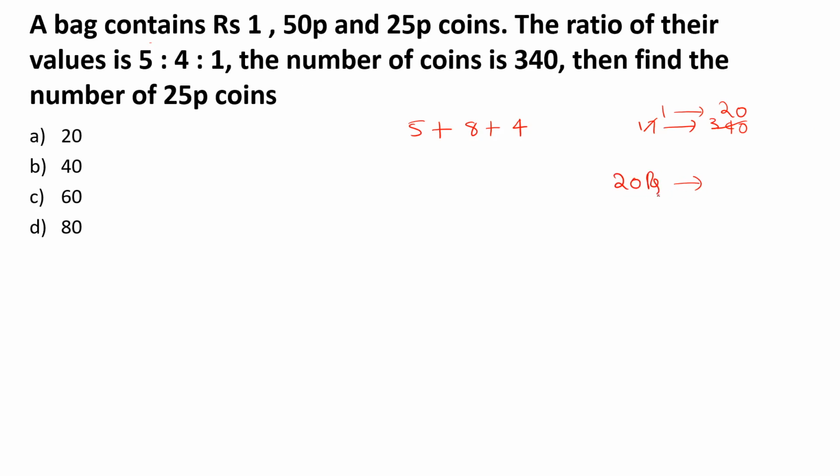To make 20 rupees, we need 80 25 paisa coins, because 4 25 paisa coins collectively make 1 rupee. That is why to make 20 rupees, we need 80 25 paisa coins. Option D, 80, would be our answer.